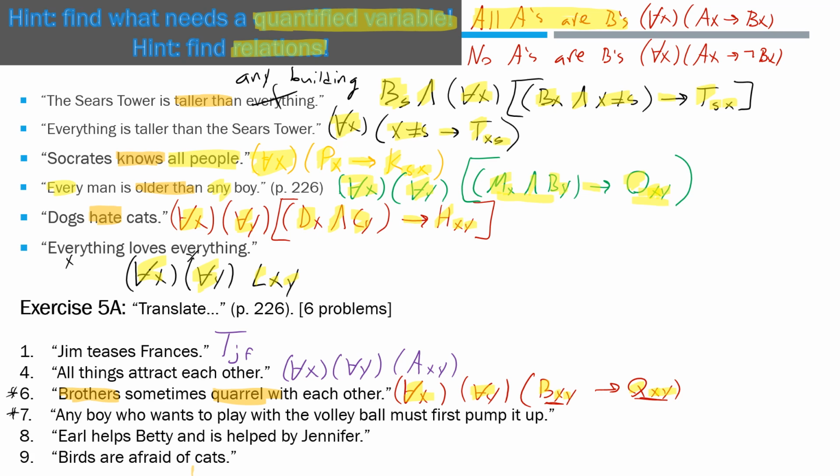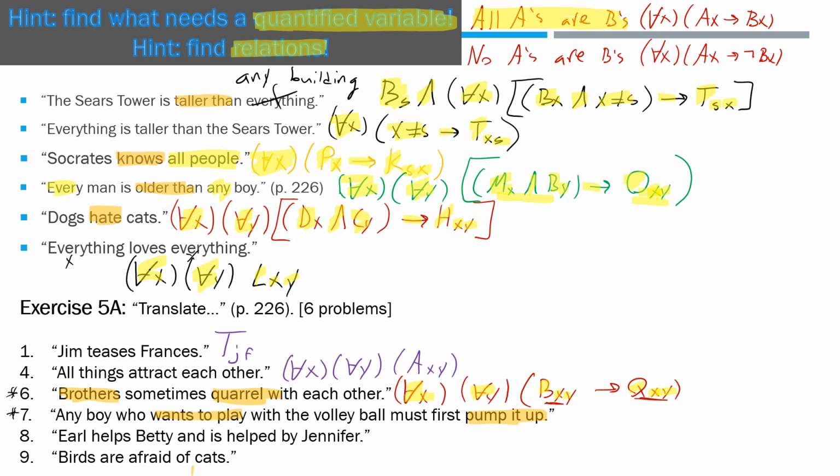How about any boy who wants to play with the volleyball must first pump it up? Okay, so this one's also a little bit different. It's kind of interesting. It's kind of tricky, I think. So we have wants to play. Well, first off, note wants to play. So we have a boy who wants to play with the volleyball. We also have this pumps it up. So the boy must pump up the ball. So we have one quantified variable, but let's be careful here. We're going to have two-place predicates.